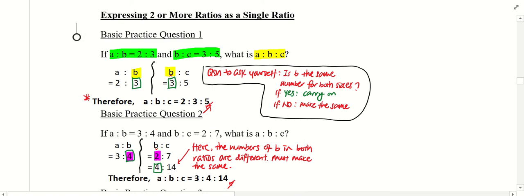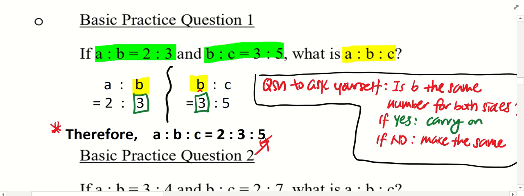We are given A is to B is 2 is to 3, and B is to C is 3 is to 5. And we are told to express the three quantities in a single ratio, A is to B is to C. So how do we do this? Well, first of all, when we look at A is to B and B is to C, we see that the common quantity here is B. B is in common.